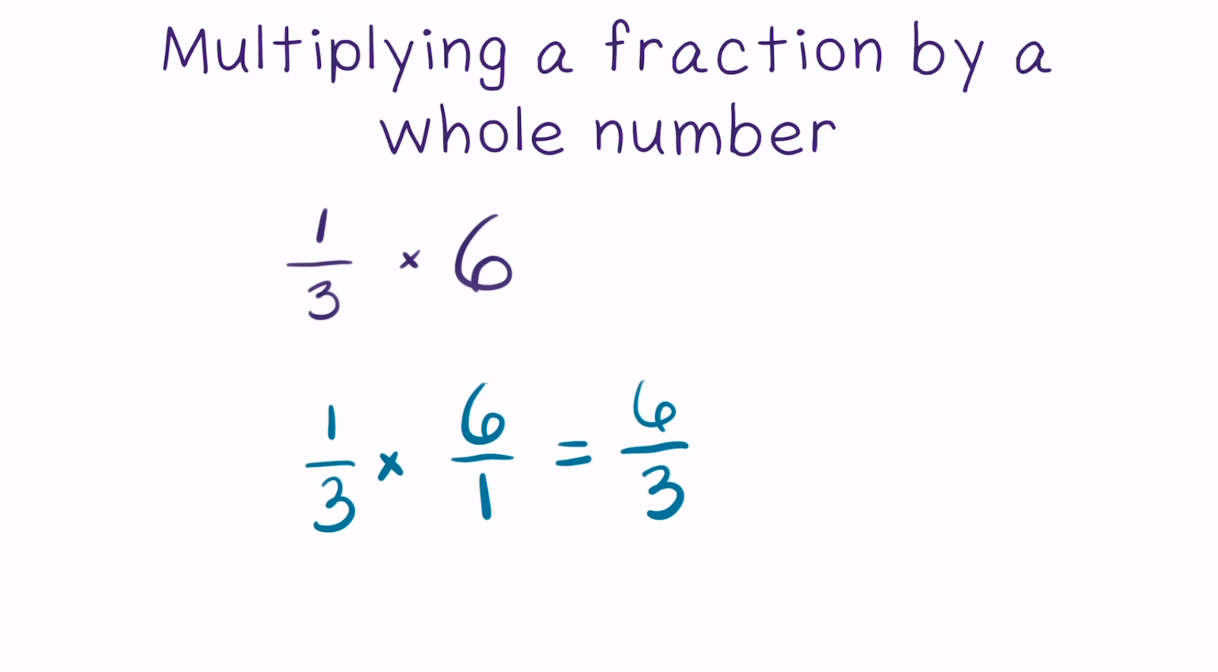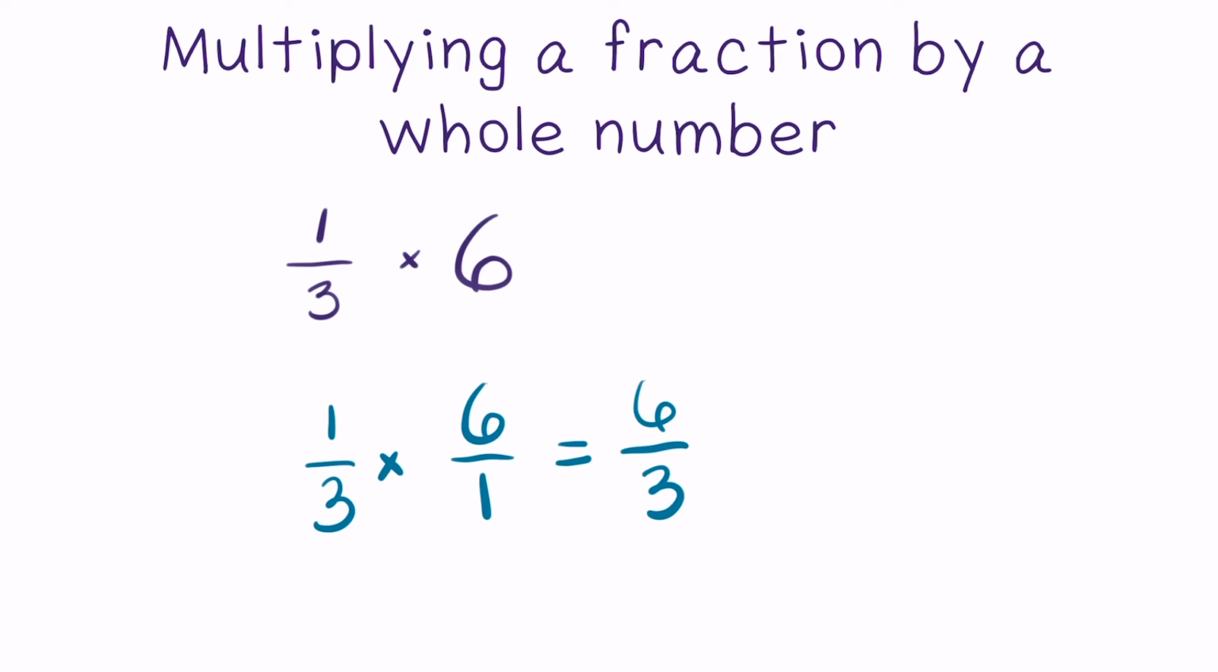The first thing that you should notice about this answer of 6/3 is that it is a fraction greater than 1, or an improper fraction. The numerator is larger than the denominator. This tells us that we should simplify the fraction in order to make it a whole number or a mixed number, depending on what the fraction greater than 1 is. In this case, we can make 6/3 into a whole number.